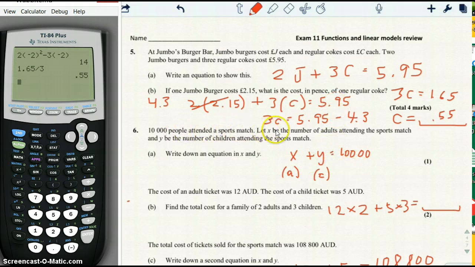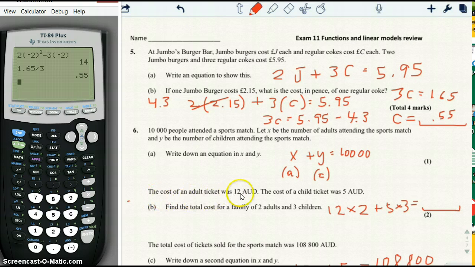10,000 people attend a sports match. Let X be the adults, let Y be the children. So X adults, Y children. Write down the equation X and Y. Well, adults plus children equals 10,000, of course. Let's go to the next one.